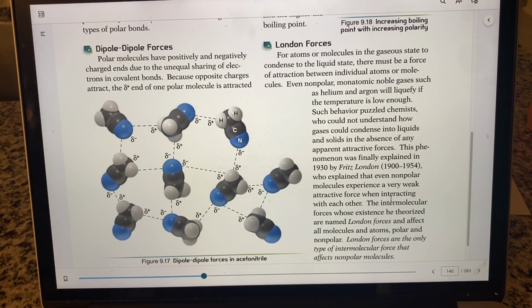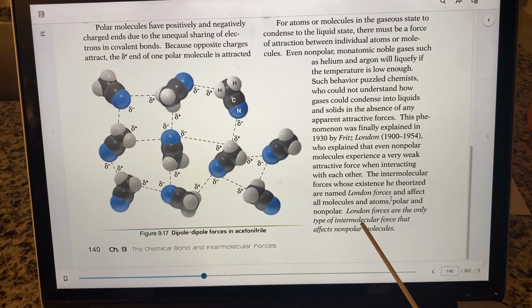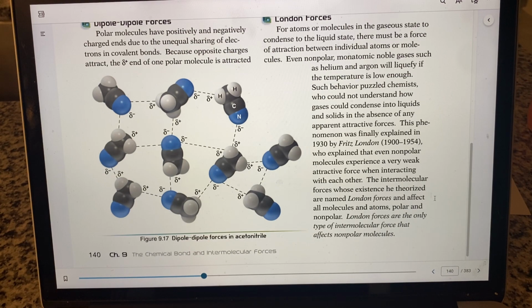Okay, let's go on. London forces are the only type of intermolecular force that affects nonpolar molecules. They affect all molecules. And Fritz London lived from 1900 to 1954, so it wasn't that long ago that he found out what this London force was. And it comes with all molecules.